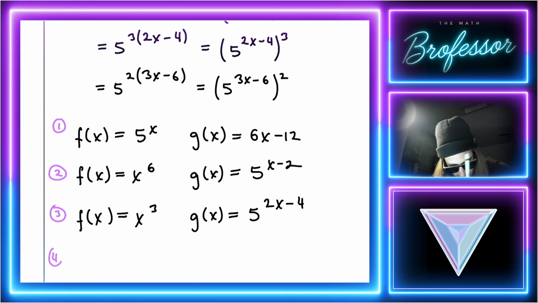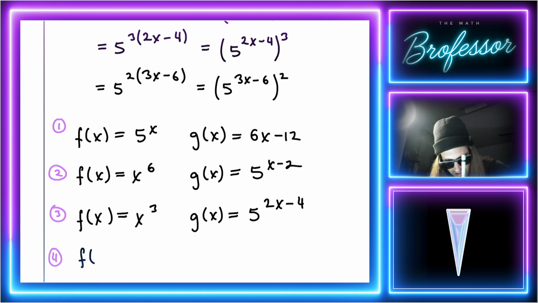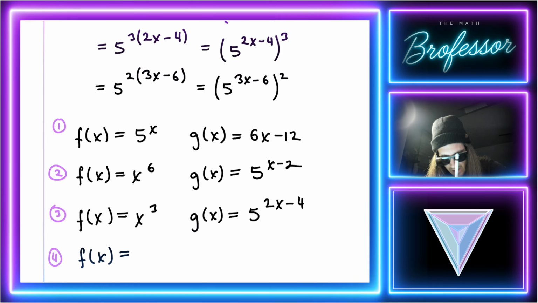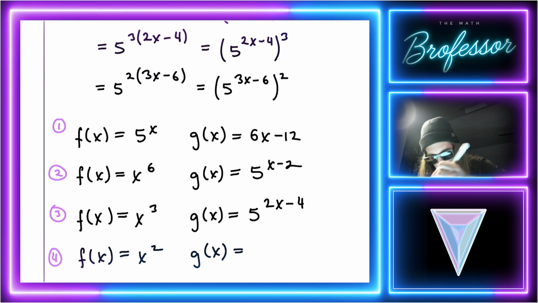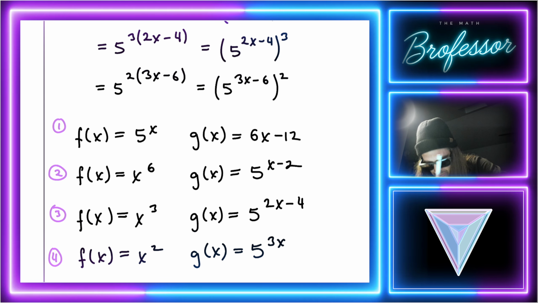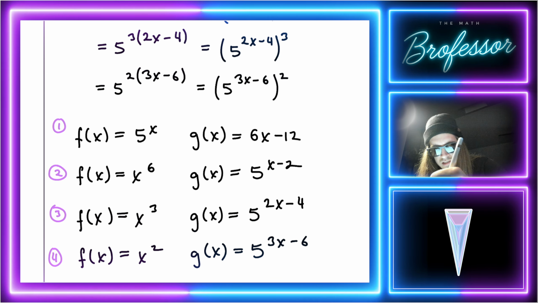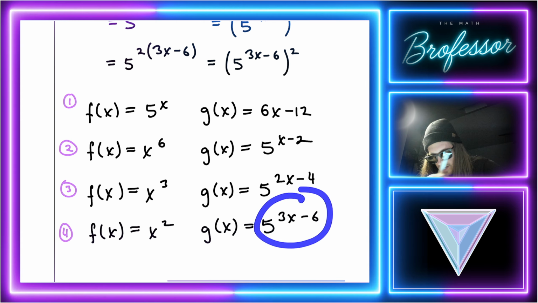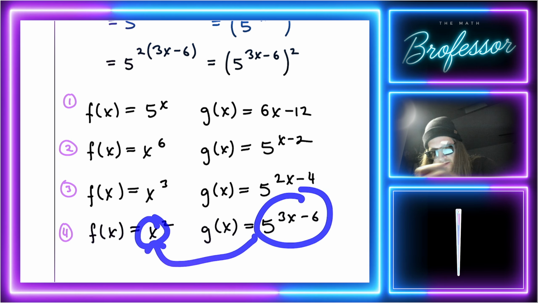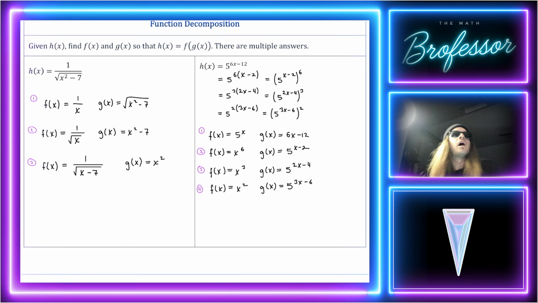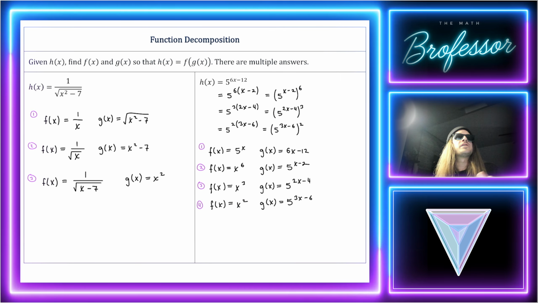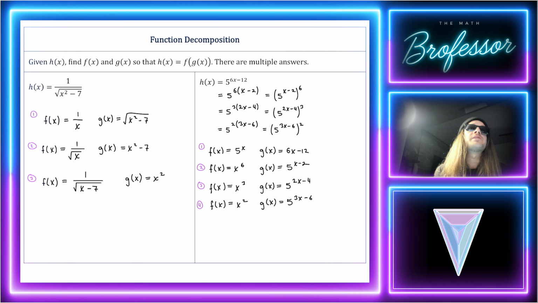And we'll do one more here. f of x could be x squared, and then g of x would have to be 5 to the 3x minus 6. And if we composed that with that, we would get that right there, which simplifies to the original. So good. Function decomposition may have multiple answers. It may have multiple possibilities, different ways you could break these down.